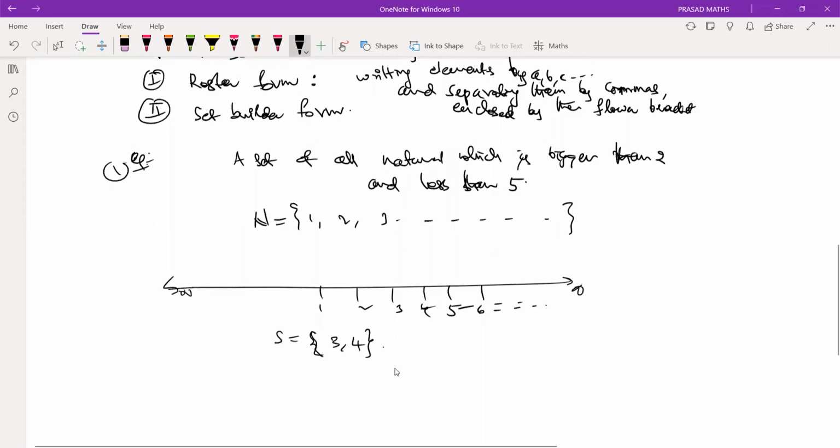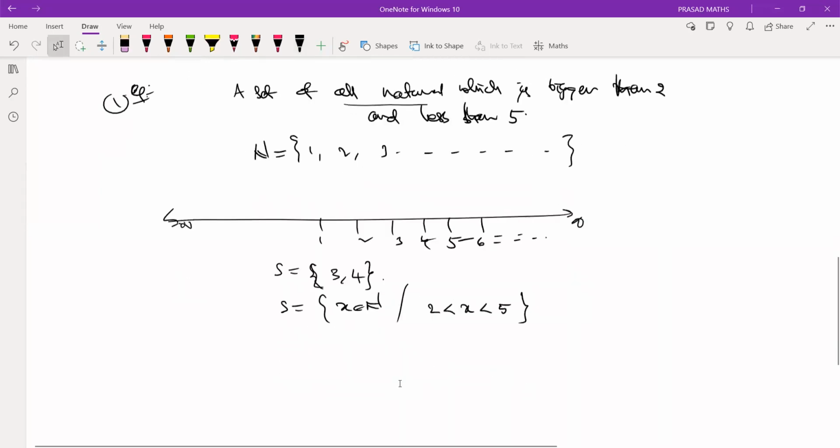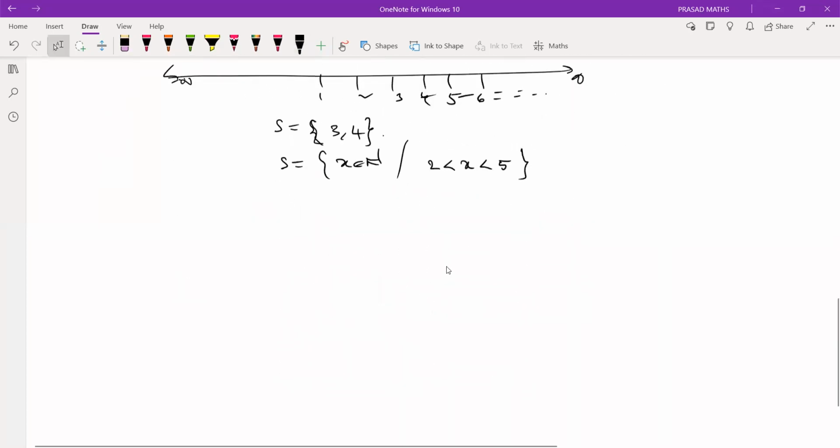Can you write the same set in set builder form? Yes. Set of all natural numbers such that it lies between 2 and 5. This is nothing but set builder form. That means every element has some property, that is, a natural number lying between 2 and 5. This is my property. So in this form we represent elements like this. This we call set builder form.